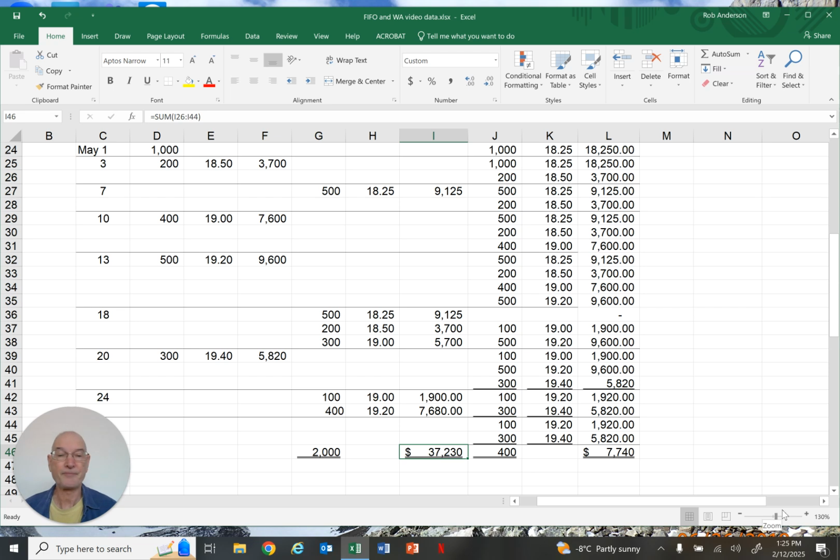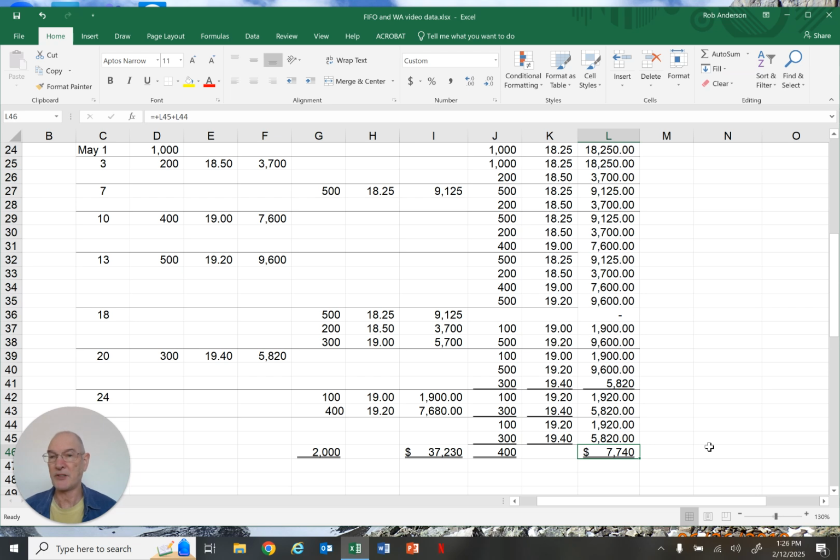$37,230. Now, we need that amount for our income statement. So this goes directly to the income statement under cost of goods sold. This goes directly to the balance sheet, current asset inventory. So that's it for FIFO. Now, let's look at weighted average next.